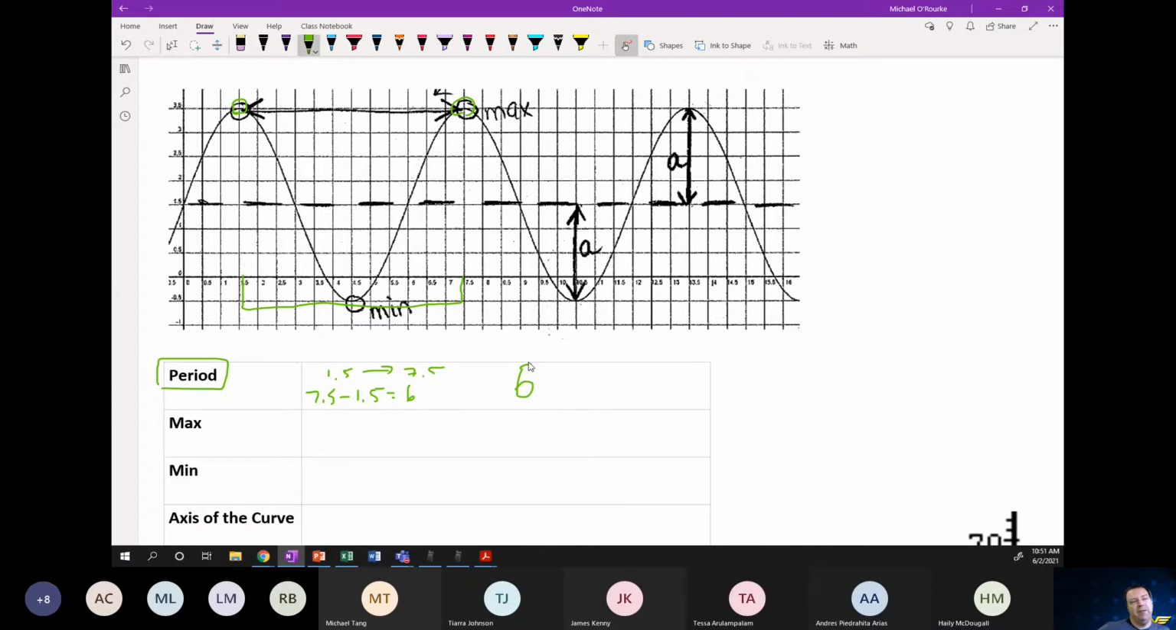Put a Y in chat if you understand how I got that. Okay? But more importantly, put a N in chat if you don't understand how I got that. Okay. Now next I'm going to do my max.